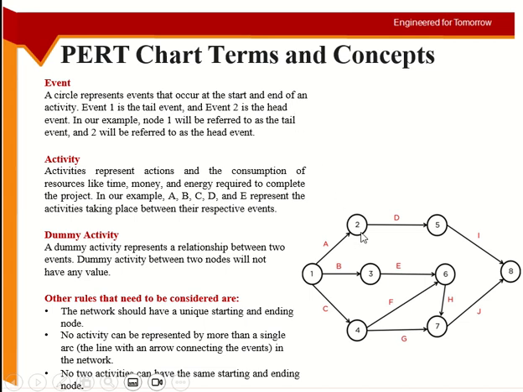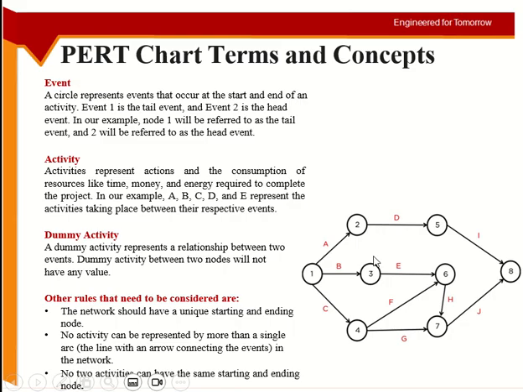So the node which is at the end, we call it the head event or the end event. The node which is at the start, we call it the start event or the tail event, okay? So every activity is on the arrow. Every arrow has two nodes attached to it, okay?